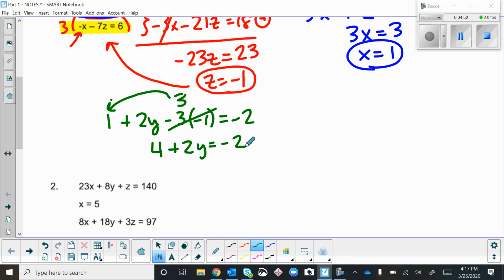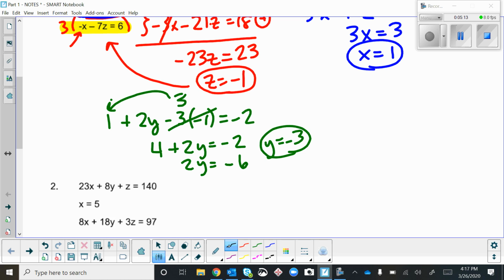Now subtract 4 from both sides. And that's 2y equals negative 6, and then divide both sides by 2, y equals -3. And your final answer you want to write as an ordered triple.